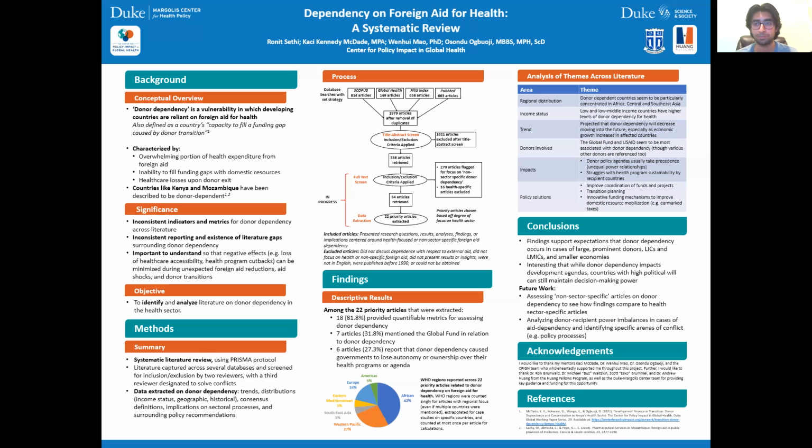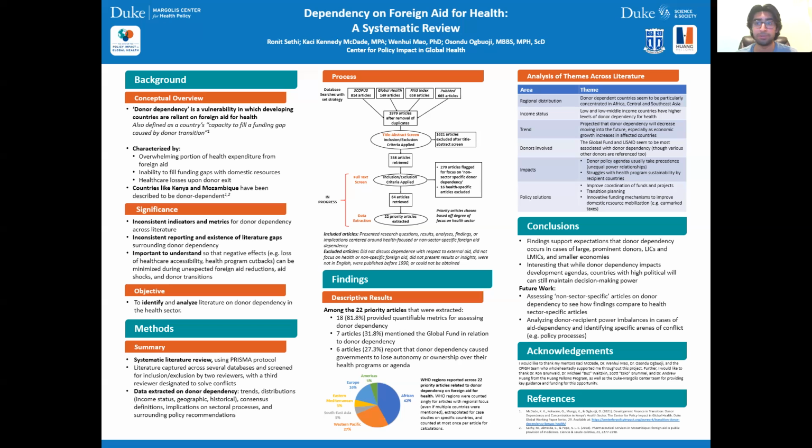So initially, I started out by taking articles and capturing them from a variety of different databases, all pertaining to donor dependency. And this was done through a specific searching strategy. After the retrieval of 1979 articles, we performed a title abstract screen, going through all the articles and eventually reducing it to 358 articles, which we marked for potential inclusion. But that was only the first level of screening.